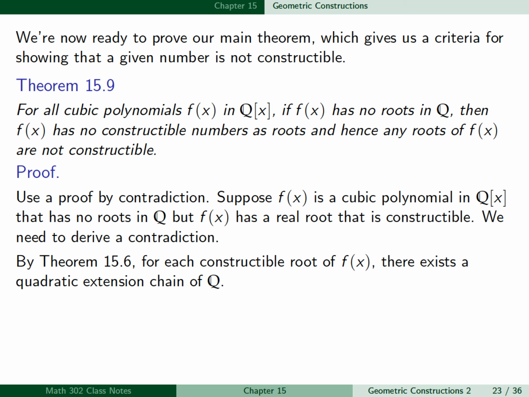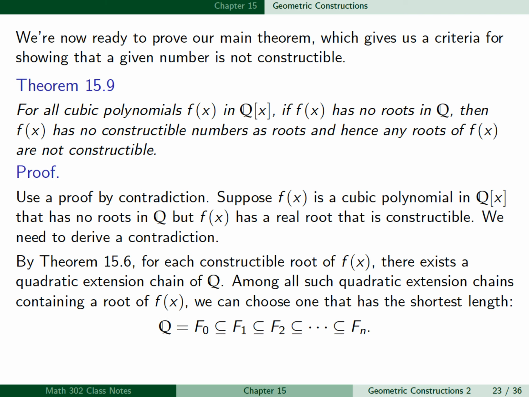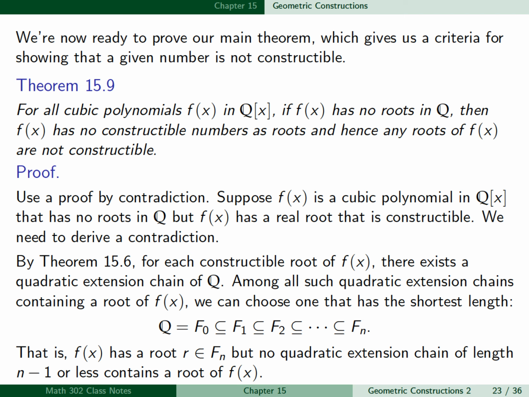By theorem 15.6, for each constructible root of f of x, there exists a quadratic extension chain of Q. Among all such quadratic extension chains containing a root of f of x, we can choose one that has the shortest length. So this will be Q is equal to F_0 contained in F_1, contained in F_2, all the way down to contained in F_n. That is, f of x has a root r in F_n, but no quadratic extension chain of length n minus 1 or less contains a root of f of x.